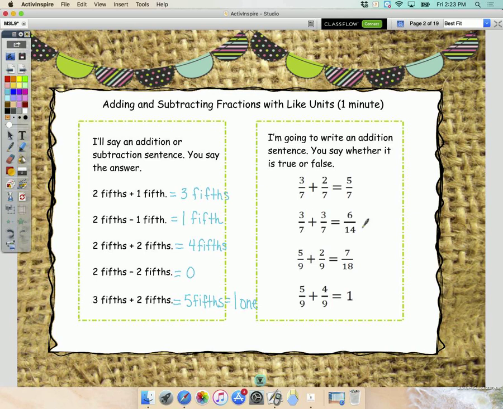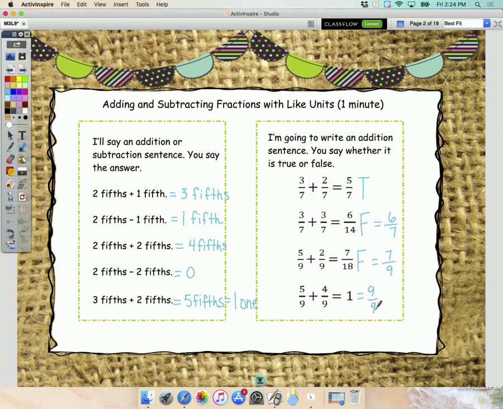So 3/7 plus 2/7 equals 5/7. We all know that's true, so you don't have to write the correct answer. 3/7 plus 3/7 equals 6/14. We all know that's false. The correct answer would be 6/7. 5/9 plus 2/9 should be 7/9. So that one's false. 5/9 plus 4/9 is 1 whole, or we also write 9/9.